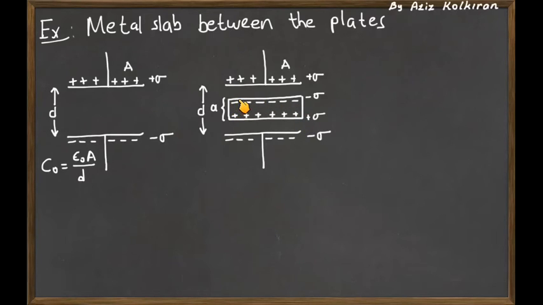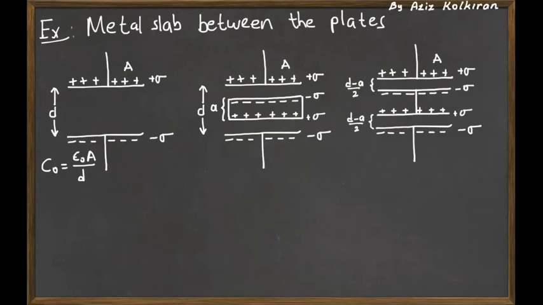Okay, so what happens to the capacitance then? The question is, if our initial capacitance is given by epsilon 0 A divided by D, then what is the capacitance of this configuration of our parallel plates with a slab of thickness A, in terms of D, A, and the surface area and the charge density, whatever? What is the capacitance?